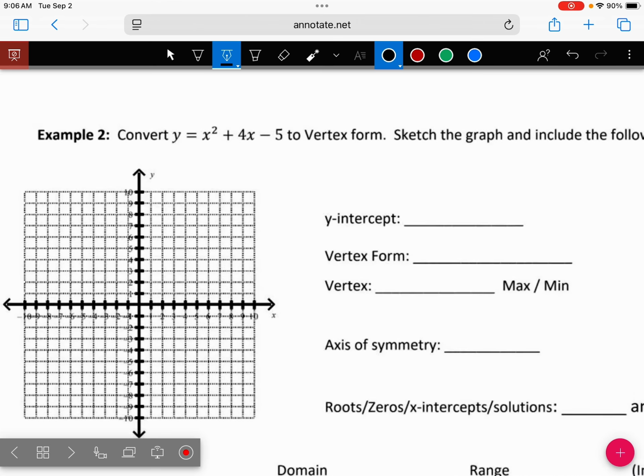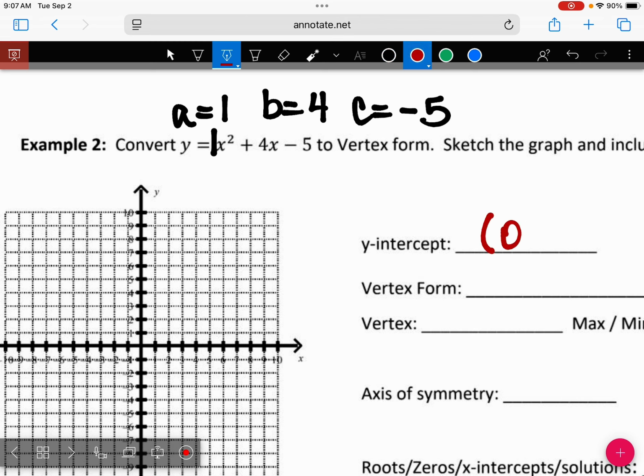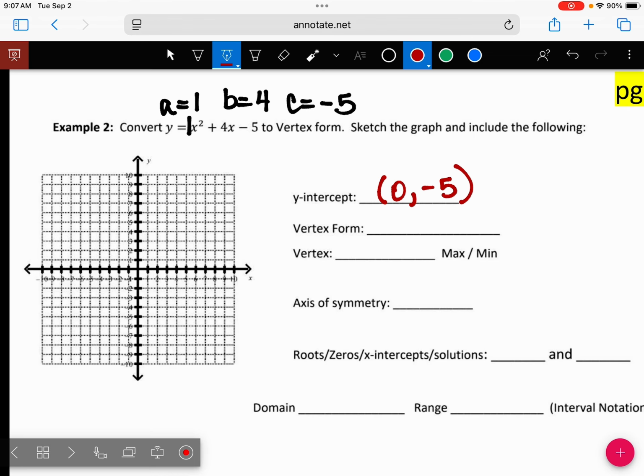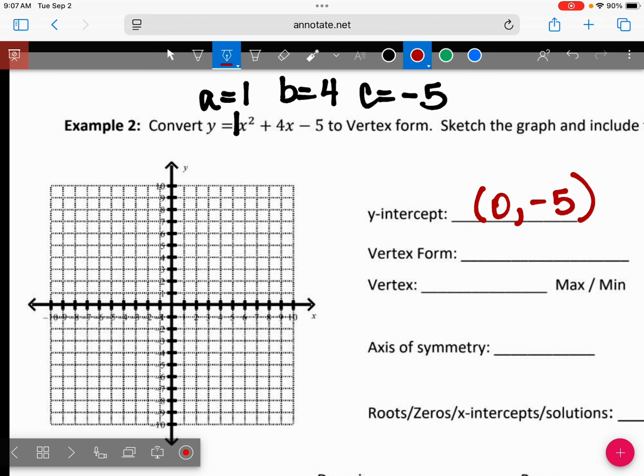Okay, so zooming into this equation, we got A is 1, B is 4, C is negative 5. All right, which one of those is our y-intercept, A, B, or C? C. So let's go ahead and write that, (0, -5). This is page 25 of our blue packet. So now let's go ahead and put a point at (0, -5). Let's plot our y-intercept.